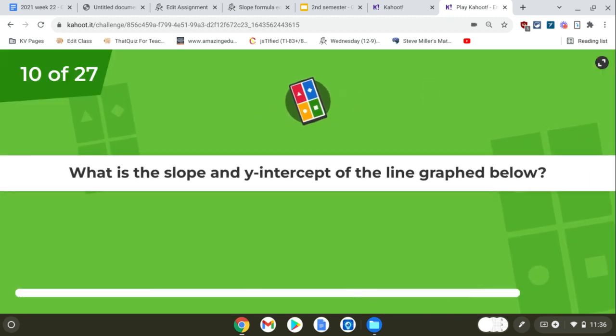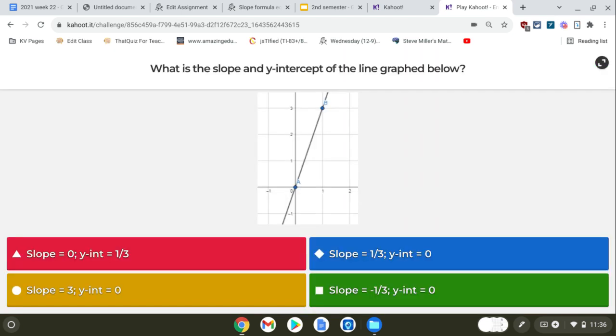Slope and the y-intercept. So the y-intercept is going to be the place right here where it crosses this y-axis. So the y-intercept is 0. All right, so it just rules out the red one. And then our slope is positive. I know that because it's going uphill. So we'll just count the rise and the run. All right, we have to go up 3 for the rise and then run 1. So it's going to be 3 over 1, which reduces down to 3.